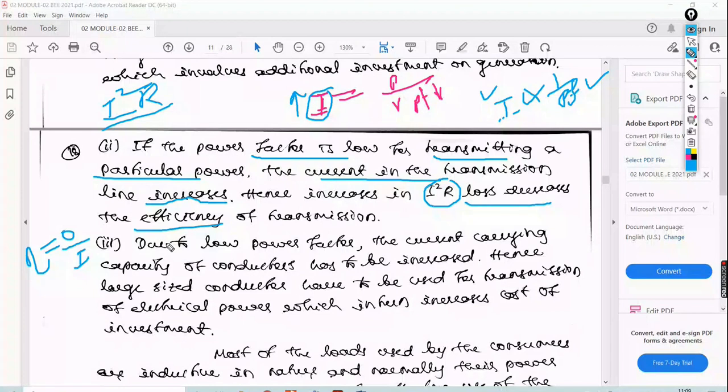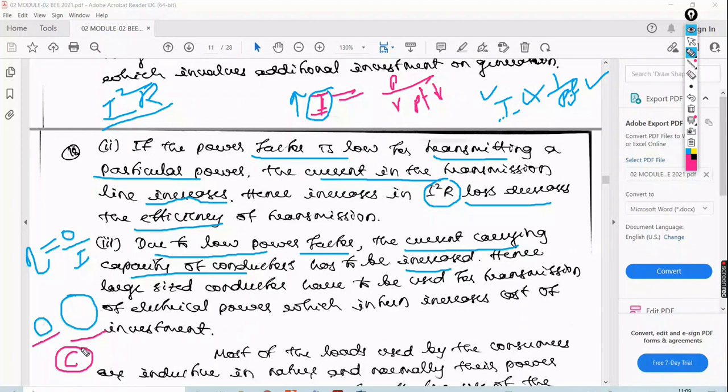Yes, sir. Then, due to low power factor, the current carried by the conductor will be high. Obviously, if current is more, then the size of the conductor to be used for that application also increases. If the size of the conductor increases, the cost incurred for the construction of the transmission line using those conductors also increases. That is the reason which increases the cost of investment.